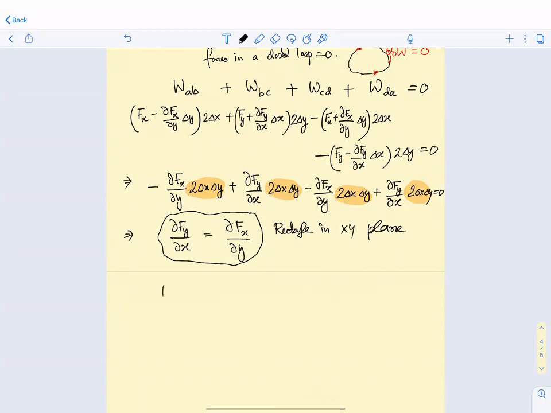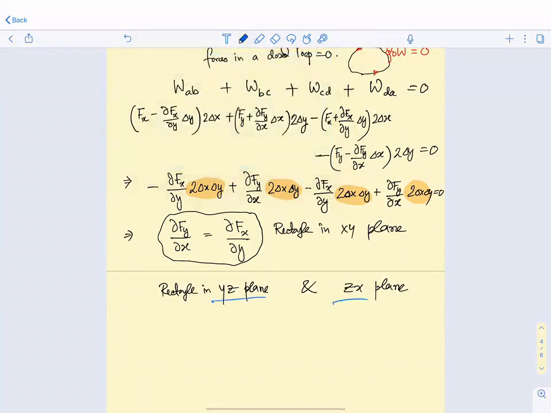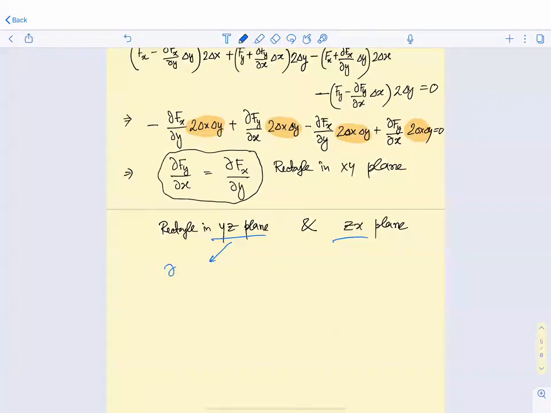Similarly, if we take a rectangle in the yz plane and a rectangle in the zx plane, we will get the following result. For the yz plane you will get del fy del z minus del fz del y is equal to 0, and for the zx plane you get del fz del x minus del fx del z equal to 0.